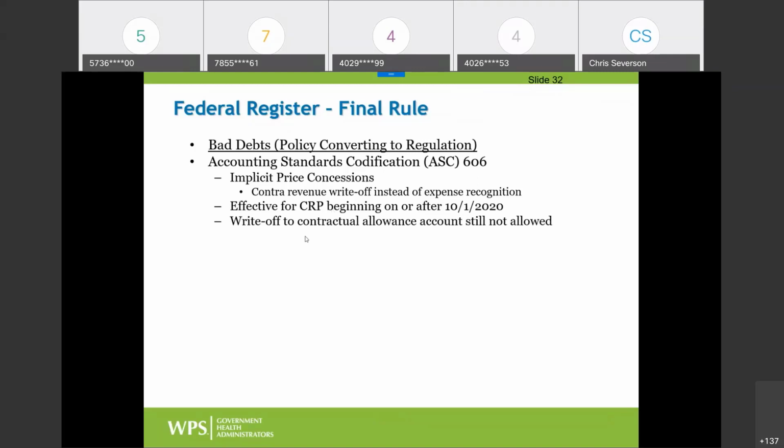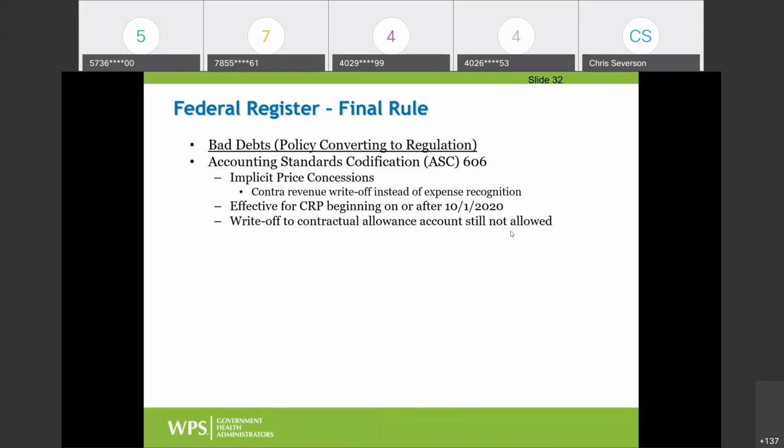But I do want to point out this last sub-bullet point here that CMS stressed in that Federal Register. The write-off to a contractual allowance account is still not allowable. Although that's also a contra revenue account, it's also a revenue offset.